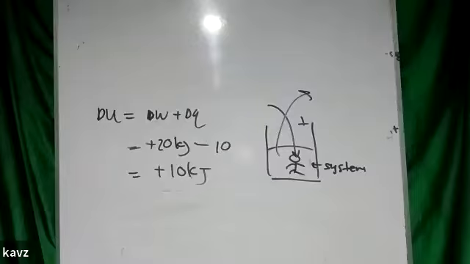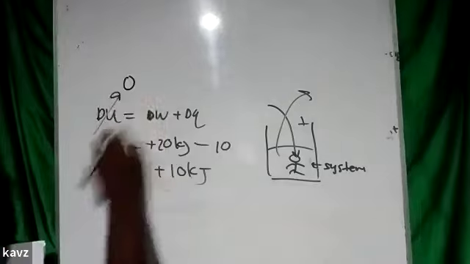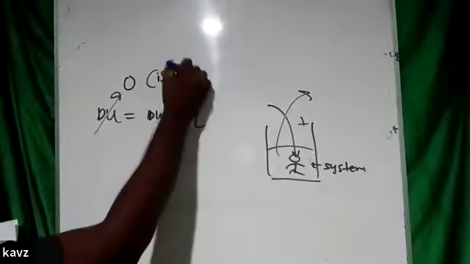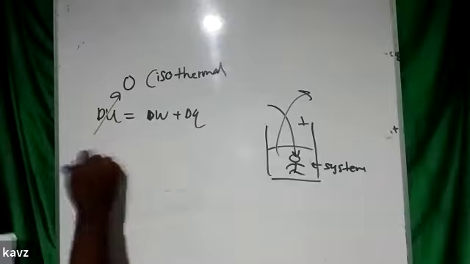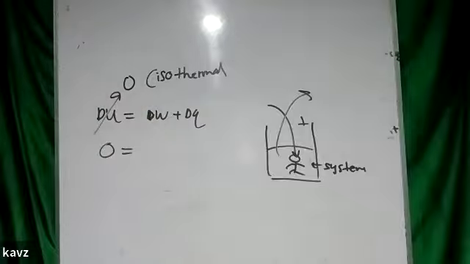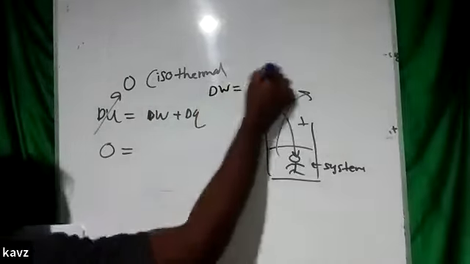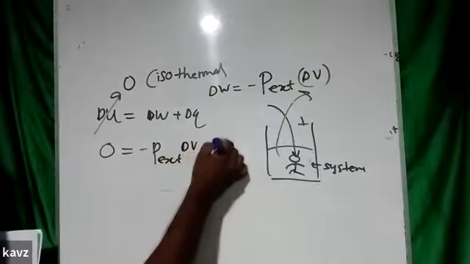The gas is present in a container fitted with a movable piston. 20 kilojoules of heat is given to the gas with no change in temperature. No change in temperature means delta U becomes 0, isothermal. They are asking, if the external pressure is 10 to the power 5 pascal, calculate the change in volume. So we have to write this one: 0 equals, because isothermal it gets 0, delta W can be written as minus P external times delta V, so minus P external delta V plus delta Q.